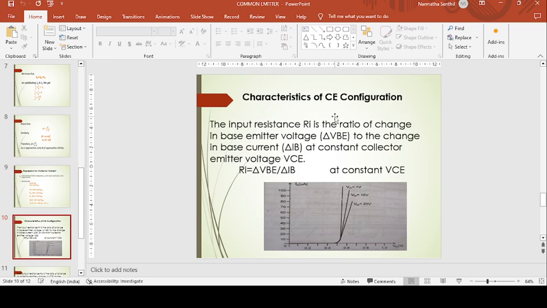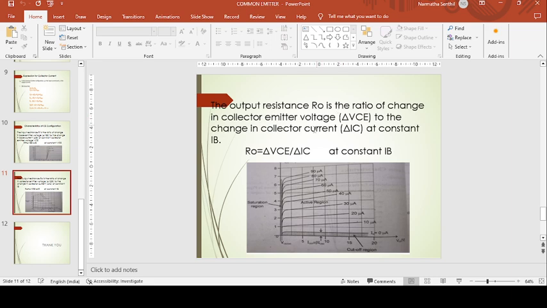Next, the characteristics of common emitter configuration. Here the input resistance Ri is the ratio of change in the base emitter voltage to the change in the base current. Here VCE, the voltage across the collector emitter, is constant. And the output resistance represented by RO is equal to the ratio of change in the voltage across collector and emitter to delta IC, the change in the collector current, and here IB acts as the constant.